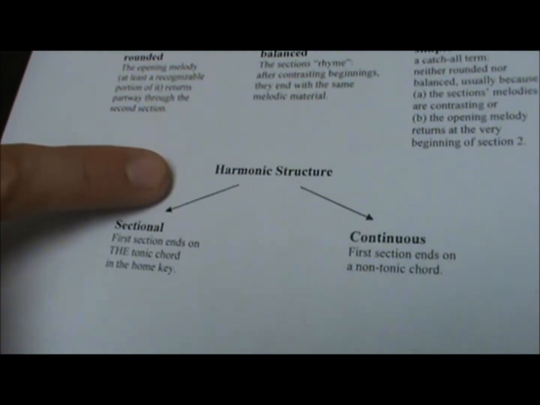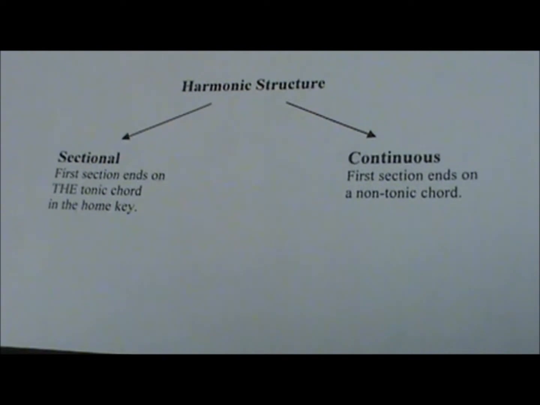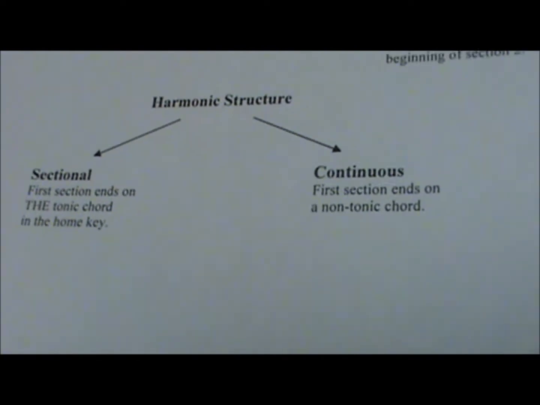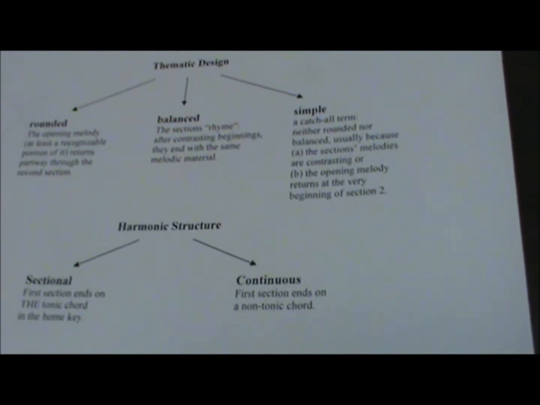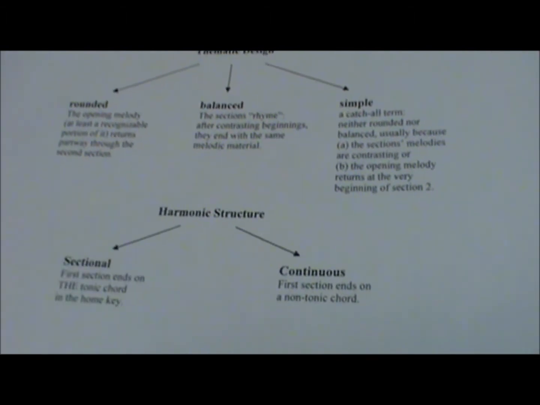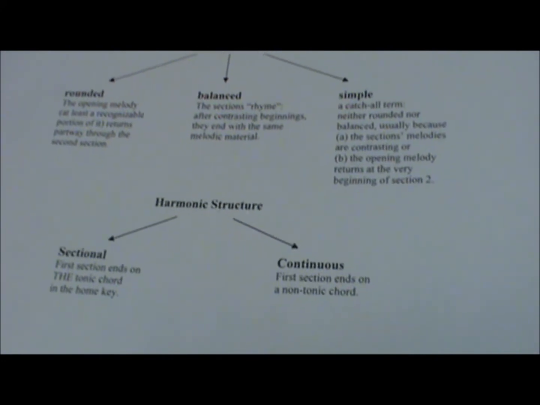So under harmonic structure, you're going to pick either sectional or continuous to label a period. You might have a rounded continuous period. So you're going to pick one thing from the thematic, one thing from the harmonic structure. And you put those two labels together and you've got the complete label.